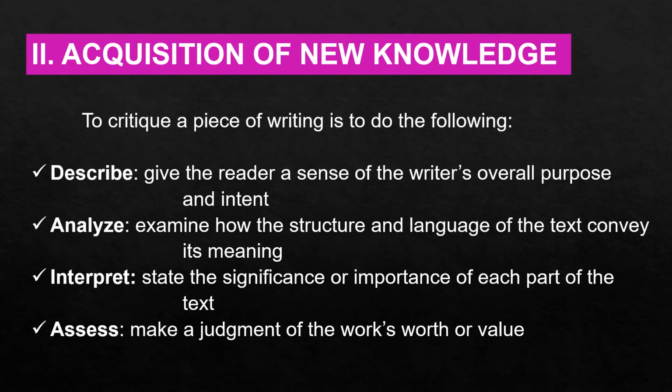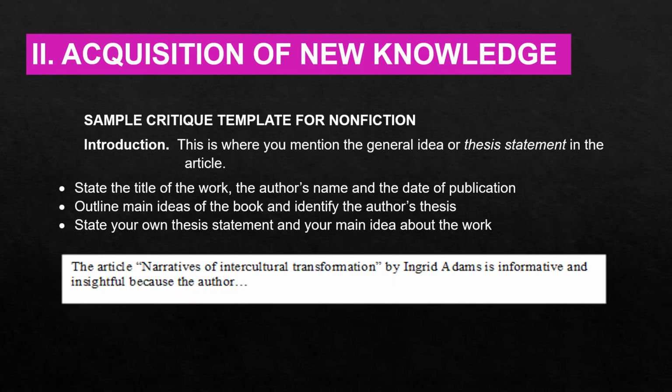To critique a piece of writing is to do the following. Describe. Give the reader a sense of the writer's overall purpose and intent. Analyze. Examine how the structure and language of the text convey its meaning. Interpret. State the significance or importance of each part of the text. And assess. Make a judgment of the work's worth or value. Since a critique falls under the category of essays, it follows the main parts of it. So a critique also has an introduction, a body, and a conclusion.